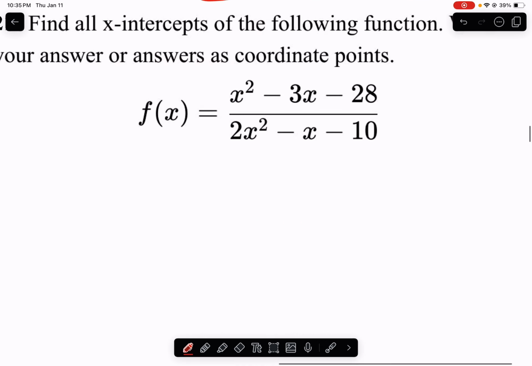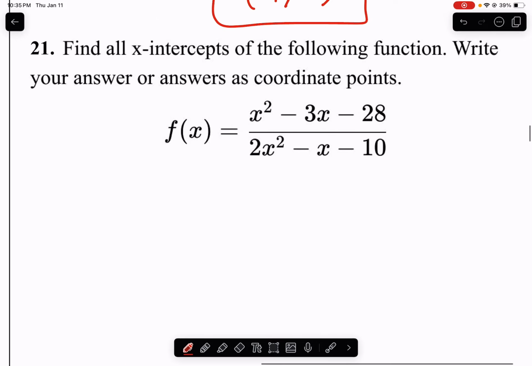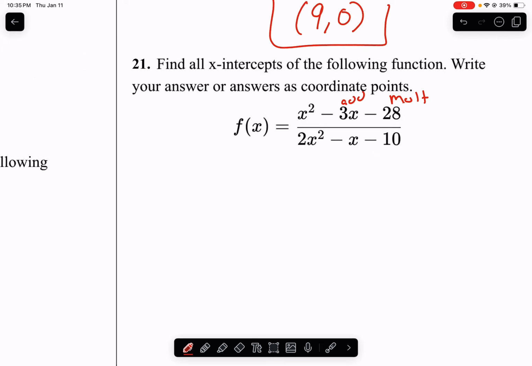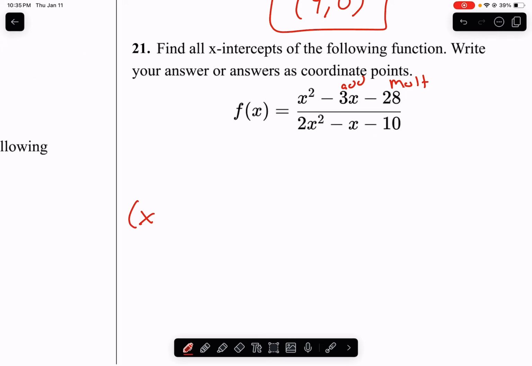Here, let's try the next one. So the first thing we've got to do is factor everything. The top part here, I don't see a GCF, so I just have to do my multiply-add method of factoring. So I'm going to go ahead and I get x minus 7 and x plus 4.